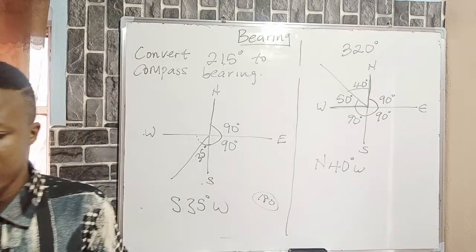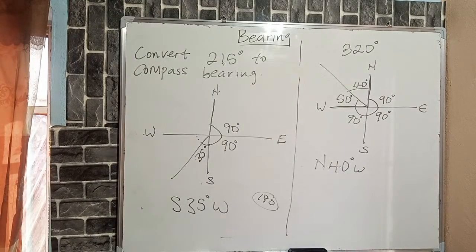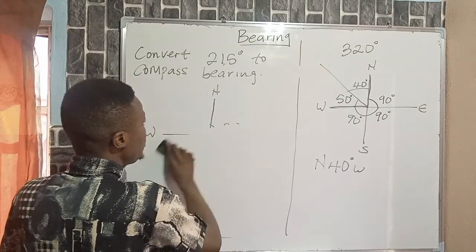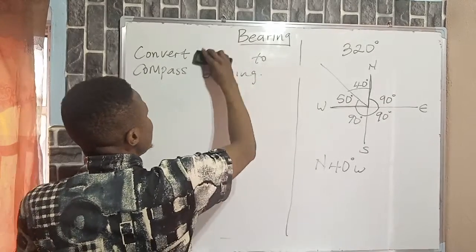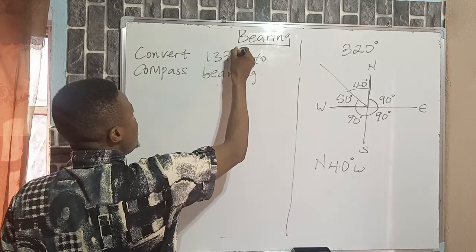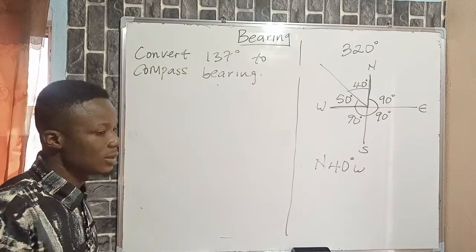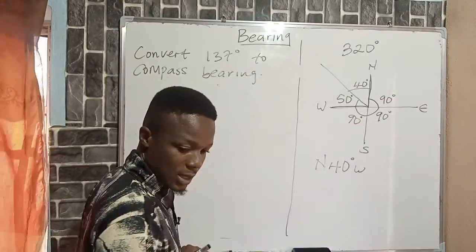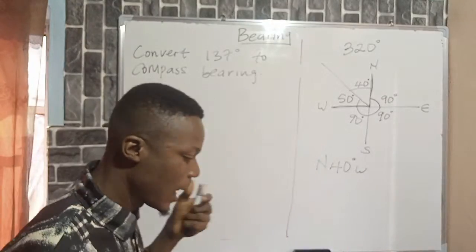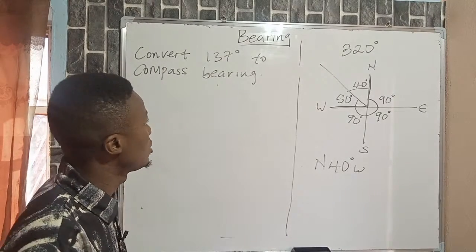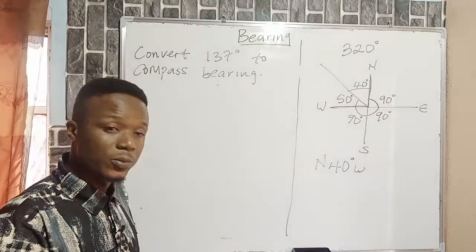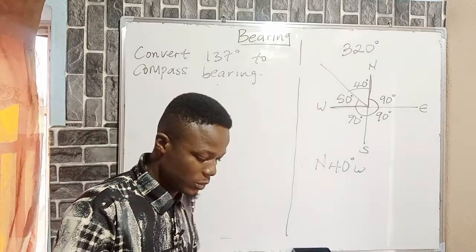So we shall take one more problem, then we go to the main thing. Let's say you are asked to convert, maybe you are given 137 degrees to compass bearing. If you want to convert 137 degrees to compass bearing, what should it be? So you can take a moment and try this question to see if you will get the answer correctly. Let's see what you will get out of it.